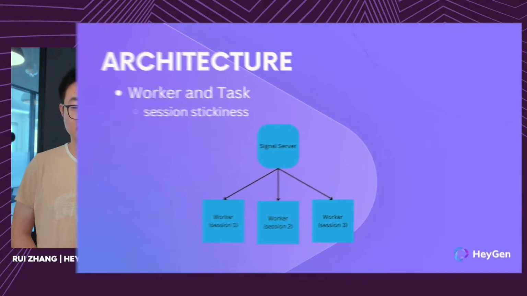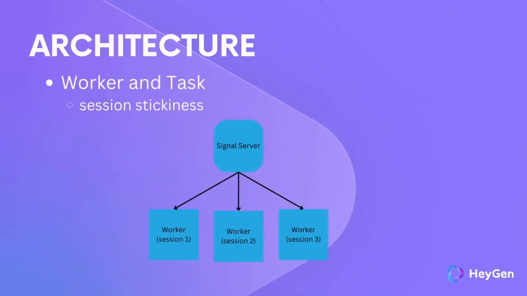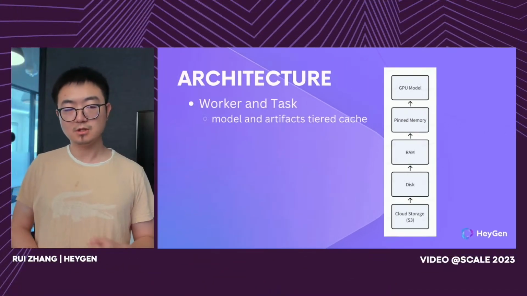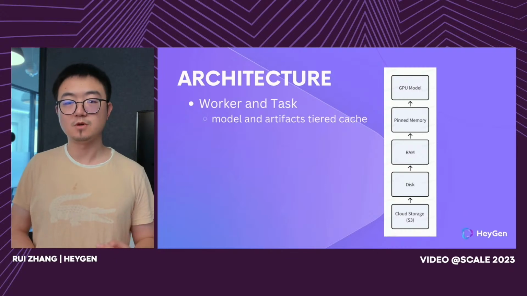But one factor is that the GPU and CPU data transfer is really, really slow, which can become a bottleneck of our system. So one optimization we do is that we actually make one session stick to one worker, which means that if a customer is continuously sending tasks to our service, that model parameters will always live in the GPU.